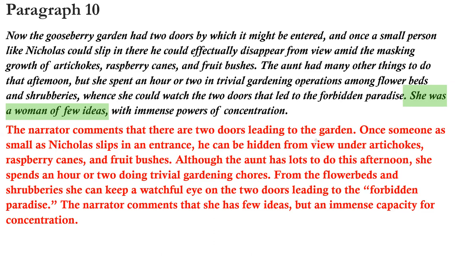The narrator comments that there are two doors leading to the garden. In one, someone as small as Nicholas sits in an entrance. He can be hidden from view under artichokes, raspberry canes, and fruit bushes. Although the aunt has lots to do, this afternoon she spends an hour or two doing trivial gardening chores. Chores means operations. From the flower beds and shrubberies, she can keep a watchful eye on the doors leading to the forbidden paradise. The narrator comments that she has few ideas, but an immense capacity for concentration. She is a woman with few ideas. She is a narrow-minded person, or else she has a very small amount of imagination when we compare the character with Nicholas. Right, so we are going to start from there, but let's see what we are going to discuss.